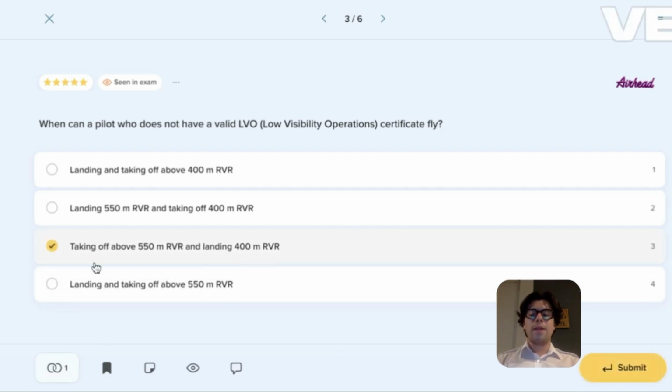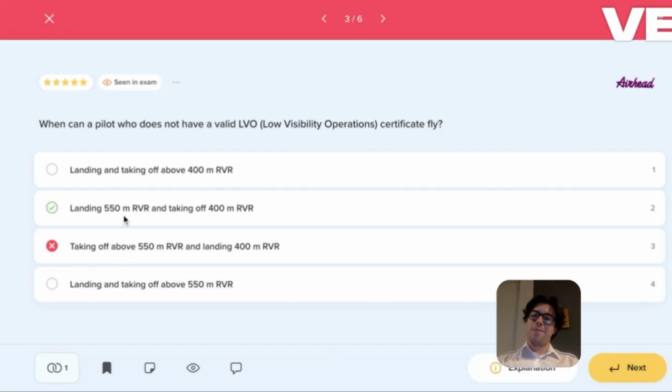Also remember that in most cases, if you're departing from an aerodrome with such low RVR, it is very possible that if there is no precision approach available at the airport, the minima for landing may be much higher than 400 meters. In that case, you need to nominate a different departure alternate aerodrome. So keep that in mind for these questions.